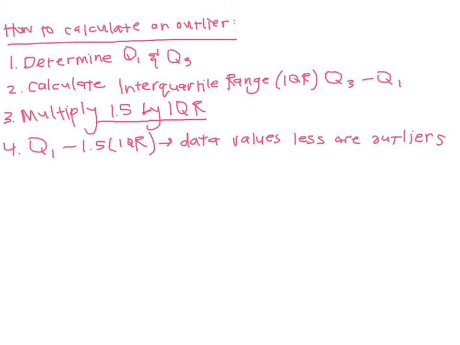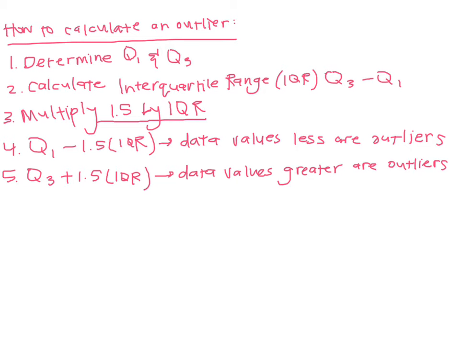We also want to look at outliers on the upper end. So we're going to do quartile 3 plus 1.5 times the IQR. When we do this, we're going to find the maximum data value that we can have before we get to outliers. So data values greater than this value are outliers.